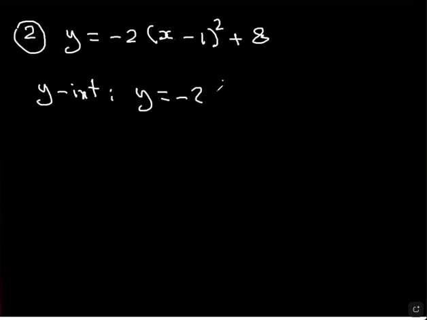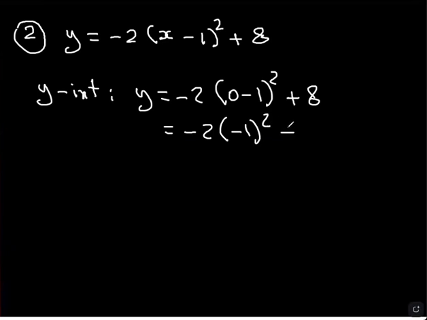So we have -2(0 minus 1) squared plus 8, which equals -2 times (0 minus 1, which is -1) squared, plus 8. And -1 squared is going to be +1. +1 times -2 is -2. -2 plus 8 is 6. And so your y-intercept here is going to be 6.